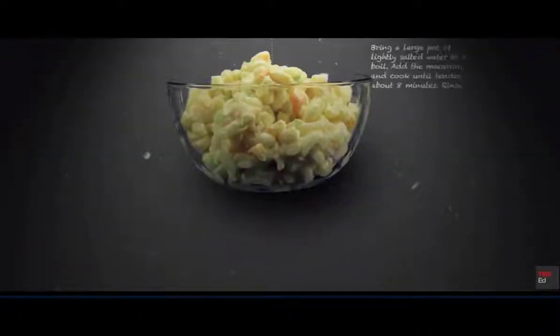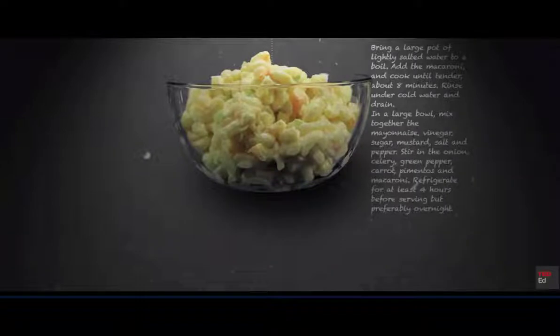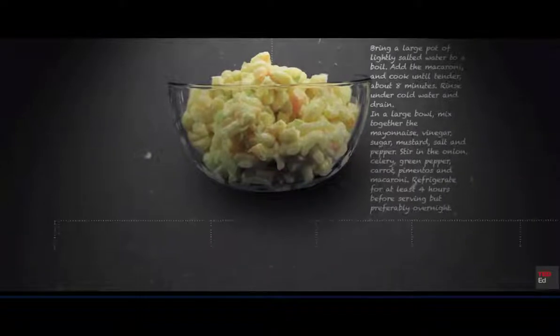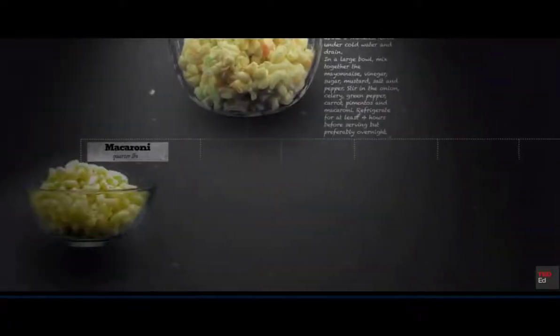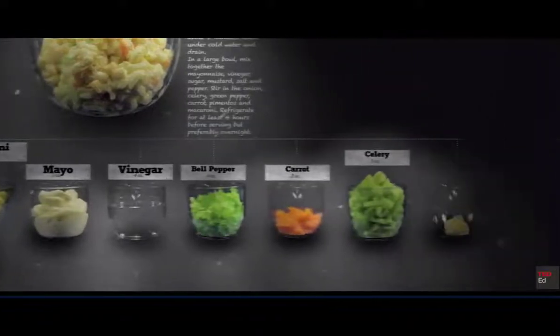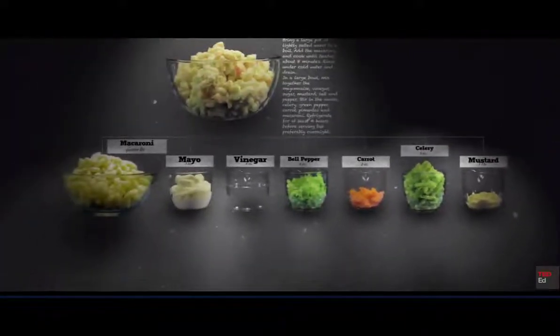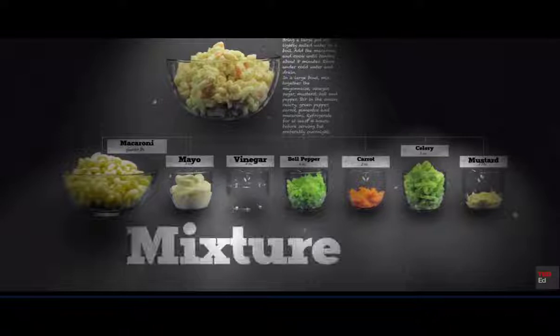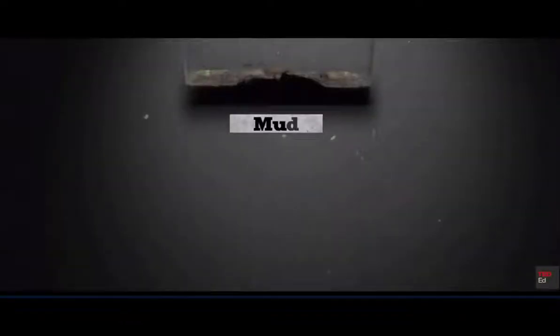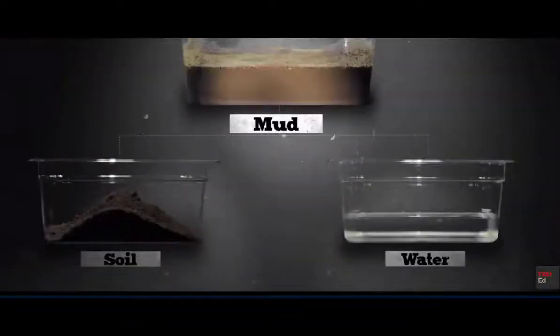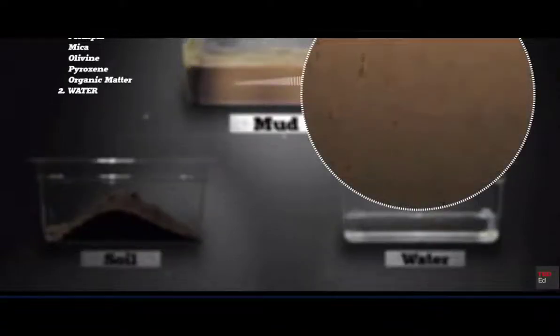If you were to reverse a recipe for macaroni salad, you'll see it's made by mixing together a bunch of ingredients, like macaroni, mayo, vinegar, vegetables, and mustard. This type of combining is called a mixture. When you make a mixture, you're combining two or more things together without actually changing the chemical identity of those things. Like mud, for example. The soil and water in mud haven't actually changed. They're still soil and water. You've just created a mixture of soil and water.